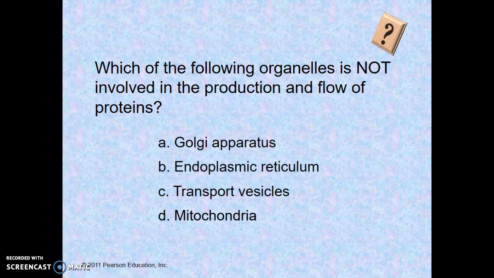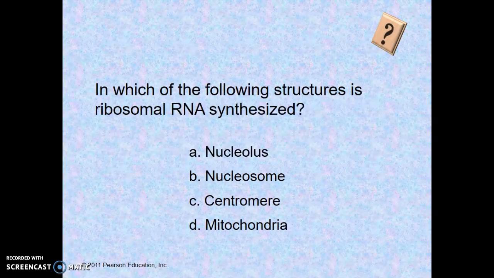Which of the following organelles is not involved in the production and flow of proteins? The mitochondria are involved in the production of ATP, cellular respiration. In which of the following structures is ribosomal RNA synthesized? The nucleolus, which is inside the nucleus.